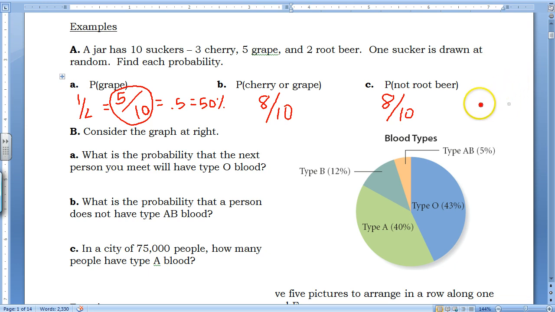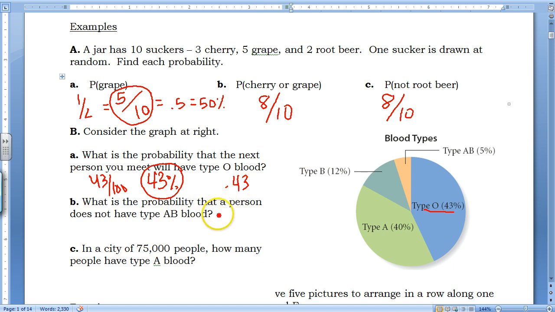Letter B says, consider the graph at right. What is the probability that the next person you meet will have type O blood? If I look for the region with type O blood, it says that there are 43% of the population. So my answer is 43%. And again, you can percent it, you can fraction it, you can decimal it. It's totally up to you. In this situation, I think it's easier to just leave it as a percentage.